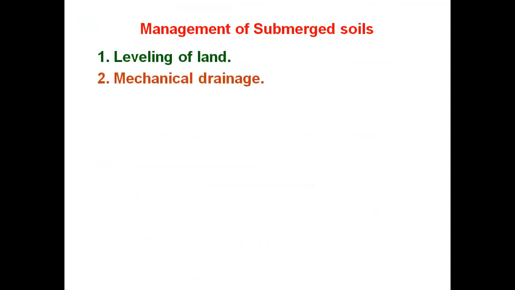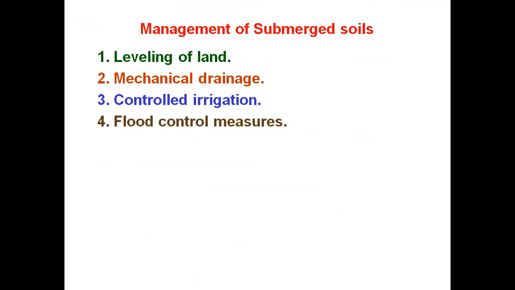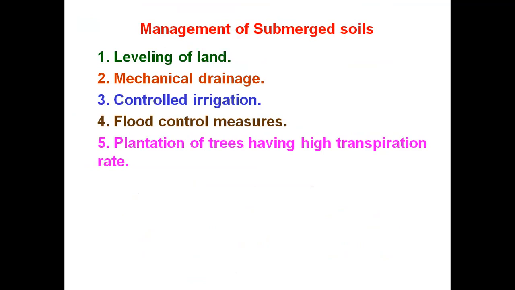If we see the management of the submerged soils, we should go for the leveling of the soil or the land. We have to adopt mechanical drainage. We have to give controlled irrigations, particularly in these soils. We have to adopt flood control measures to avoid the submergence of the soil. Plantation of trees having a high transpiration rate should be carried out in such soils so that the water content of that soil will be reduced.